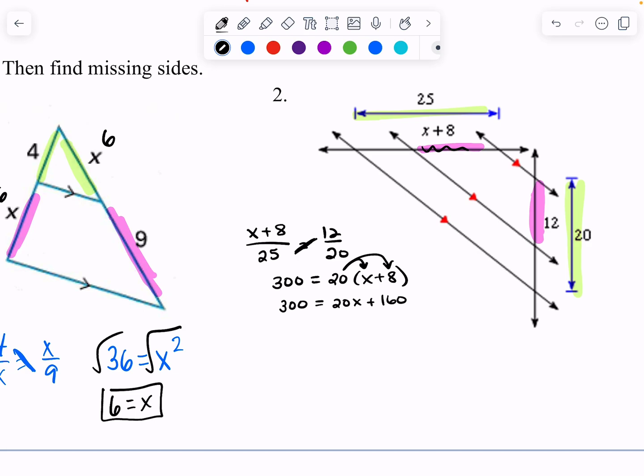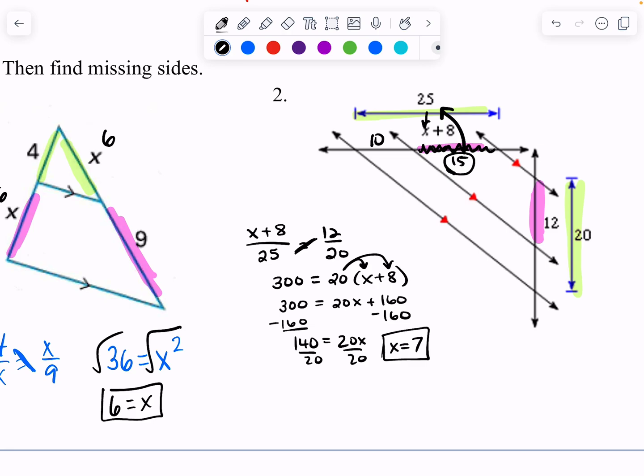From there, I'm just solving for x. So I subtract 160, and I get 140 equals 20x. Divide by 20, and I get x equals 7. So really, how does that help me? Well, I still want to find this length here. So if x is 7, 7 plus 8 is 15. And if this is 15 and the whole thing is 25, then this is 10.